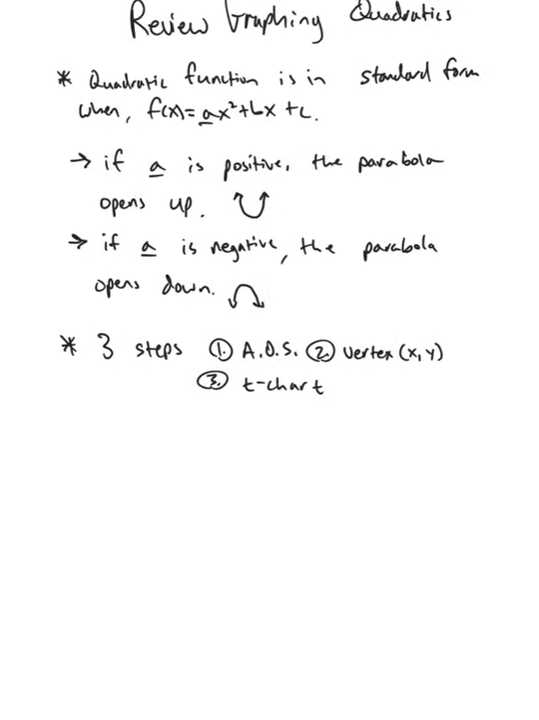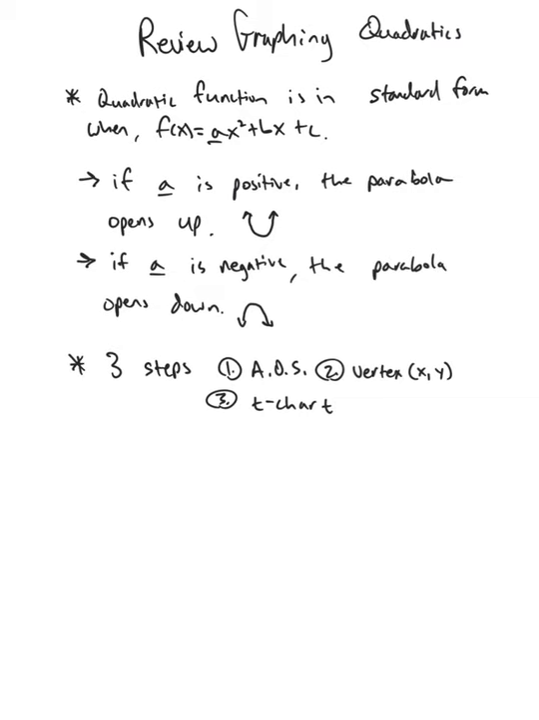Let me move this page a little bit so I have some room to graph. So let's do an example. Let's graph the quadratic function f of x equals negative 2x squared plus 12x minus 15. Notice the leading coefficient here. The a is negative, so this parabola should open down. Let's make note, b is 12. C, the constant, is negative 15.